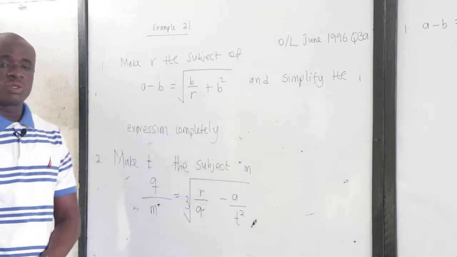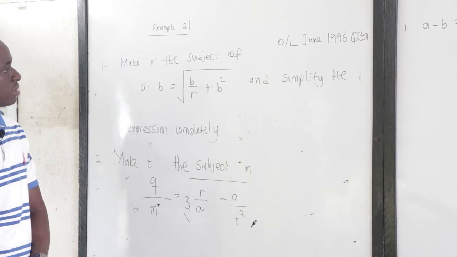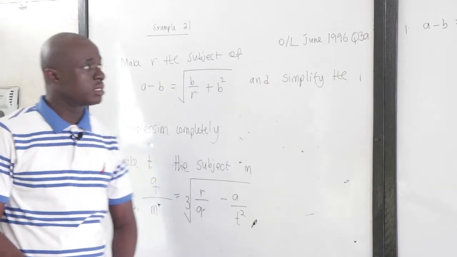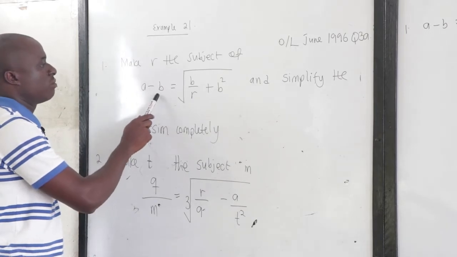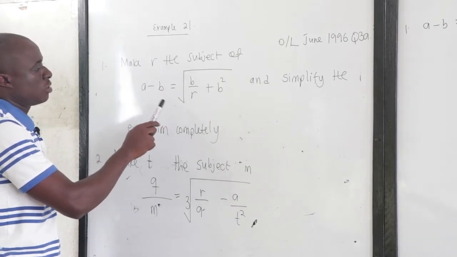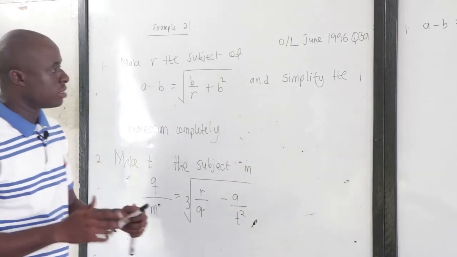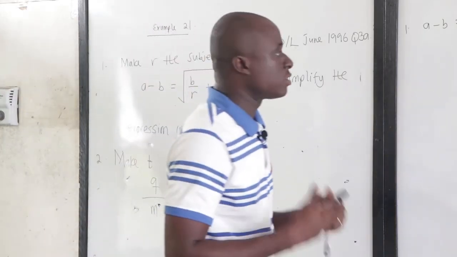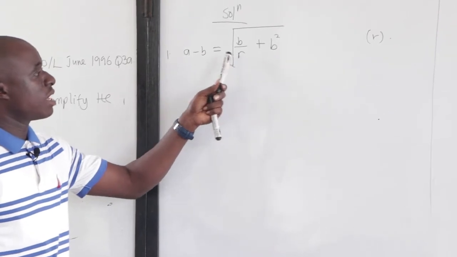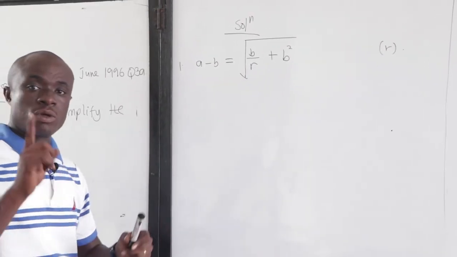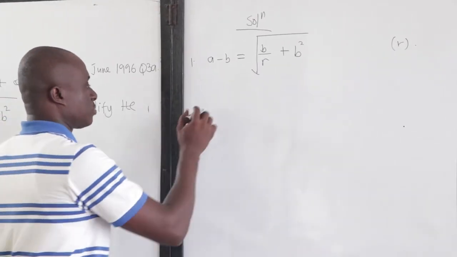Now, this is example 21. We want to make R the subject. This is O-level June 1996, question number 3A. So you should make R the subject of A minus B equal to square root of B over R plus B squared. You should simplify the expression. Now, this is what we have. We want to make R the subject. The R is in a radical, so we square both sides.